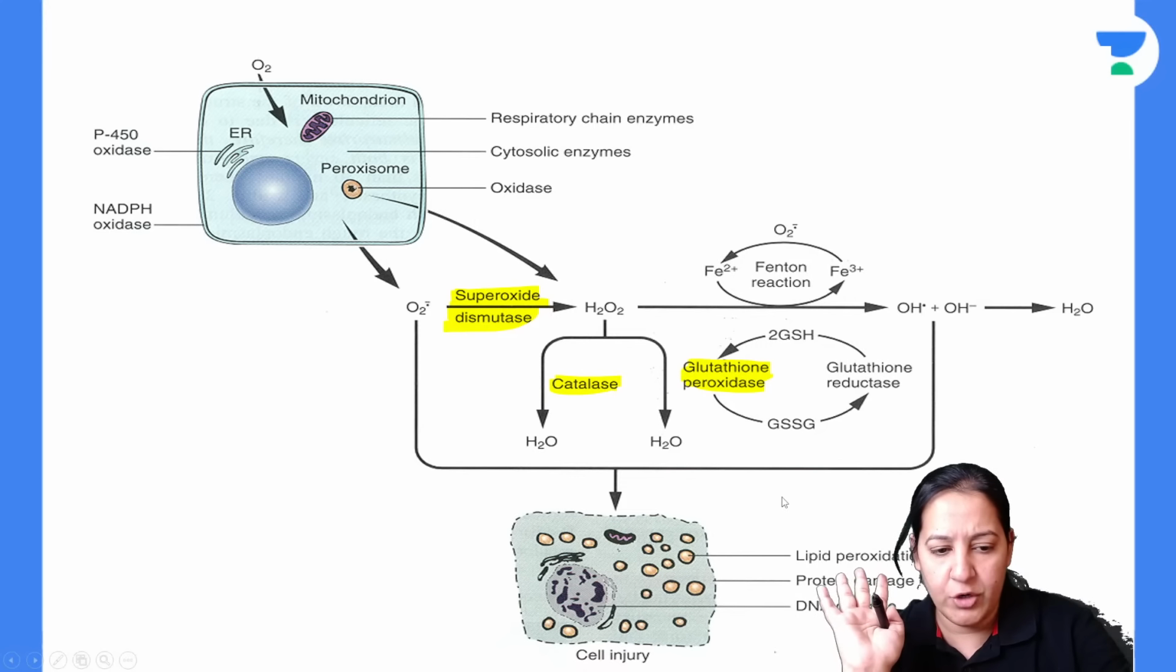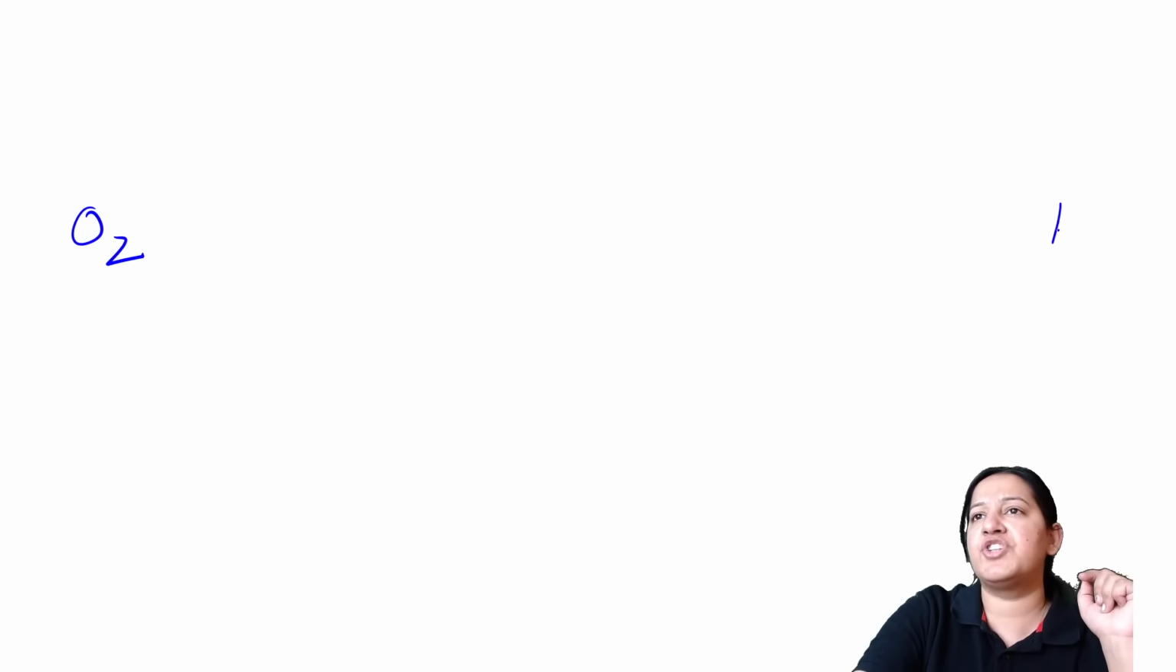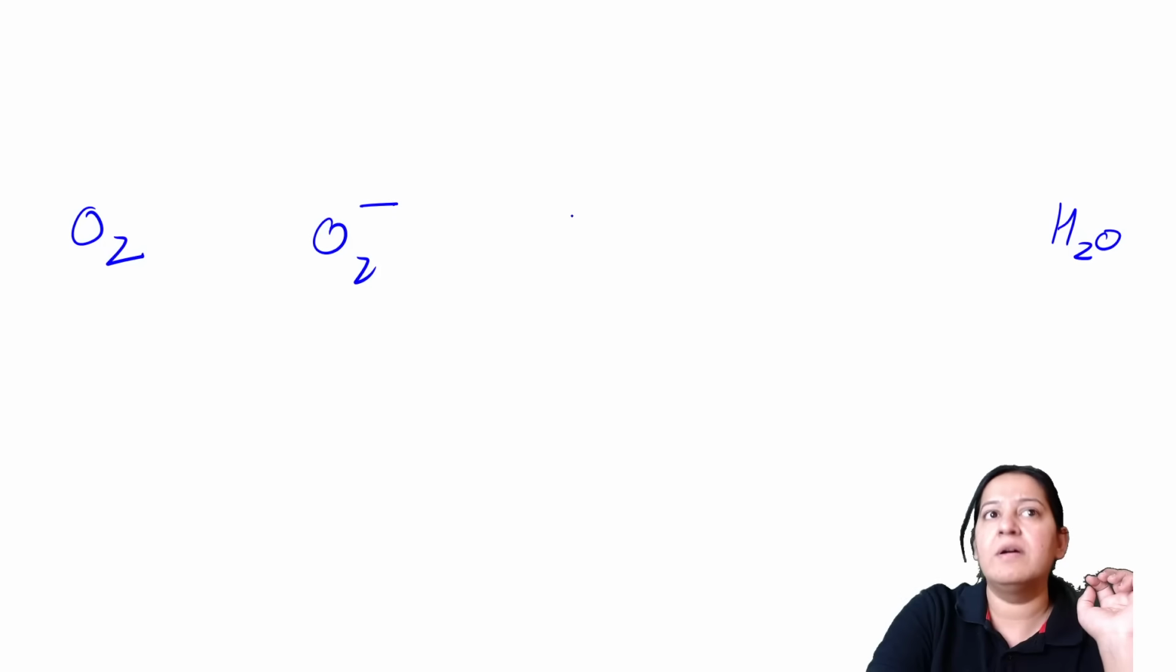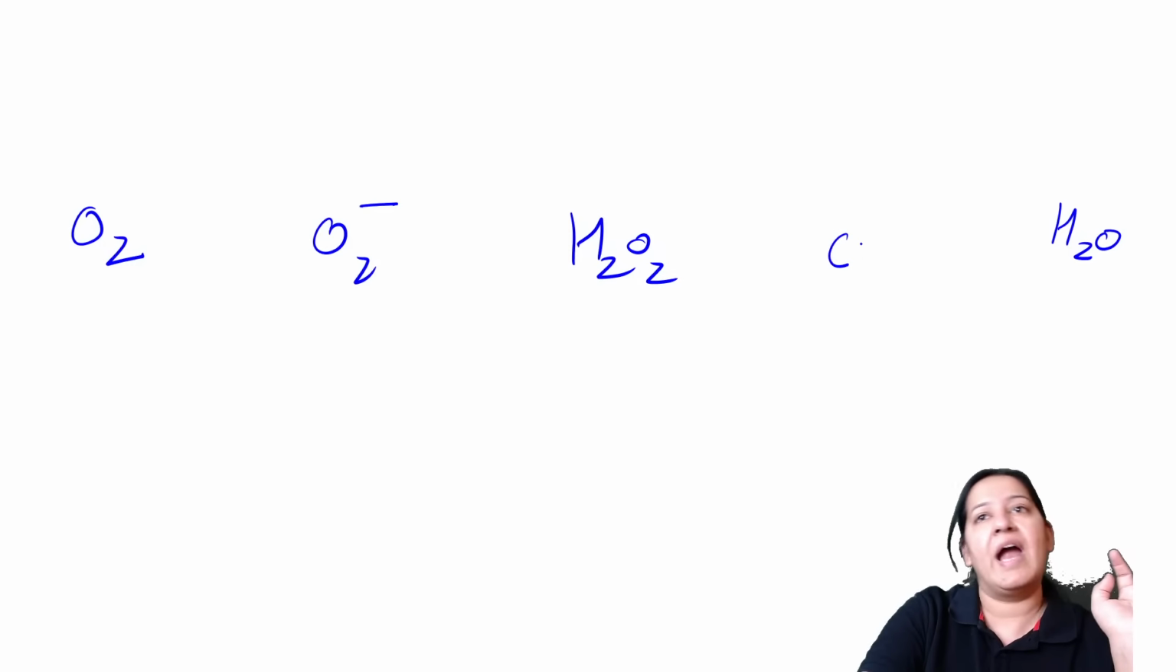I will also write it for you. See everyone, this is oxygen. I want to convert oxygen into water. How do I convert? What are the intermediates in between? So first is O2 negative, then H2O2, learn in sequence only, and then OH negative.